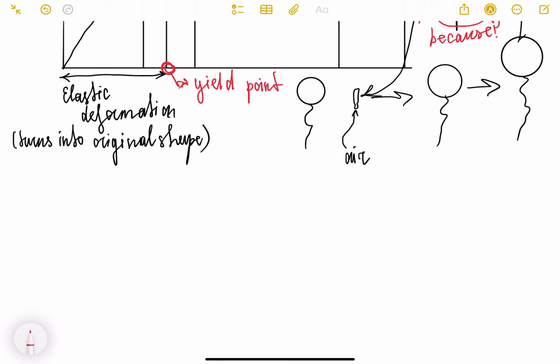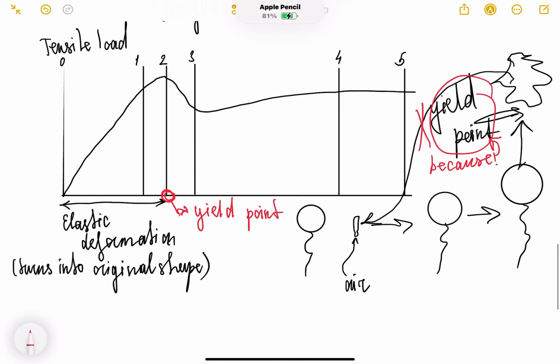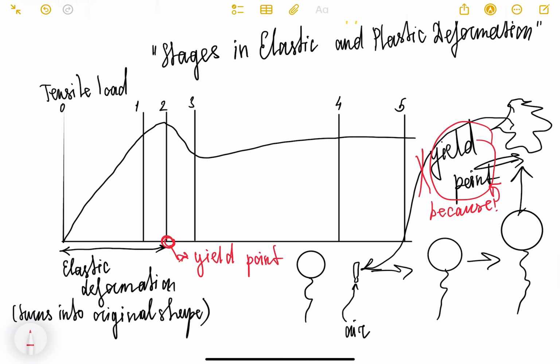Okay. Points 0 to 1: the extension of the bar is proportional to the increase in tension. For example, when tension increases by 10%, length increases by 10%. Okay? And at point 1, the bar reaches the limit of proportionality. Beyond this point, length begins to increase at a slightly greater rate than tension.